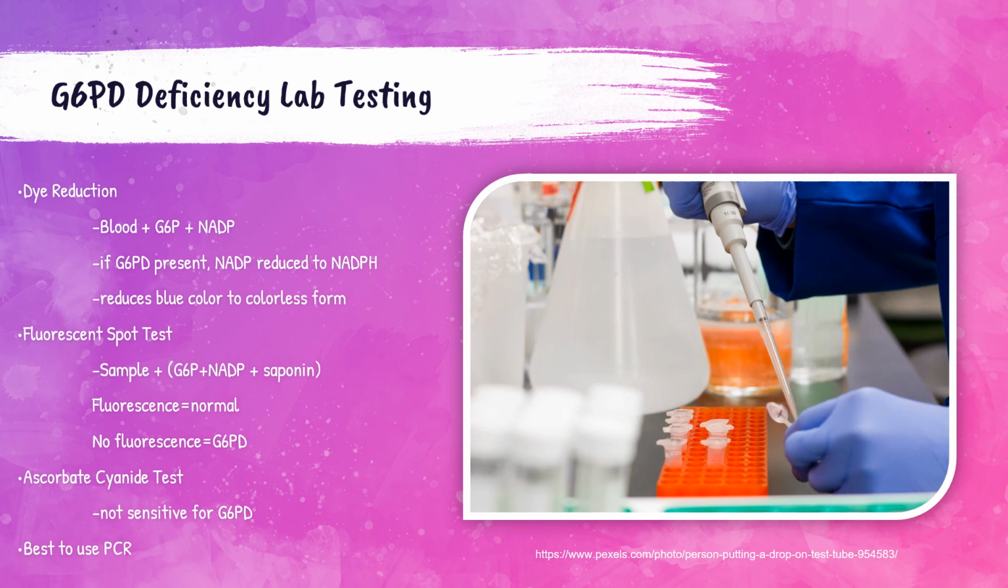There's also a fluorescent spot test. The patient's blood sample is mixed with G6P, NADP, and saponin. And if there's a fluorescence in the sample, this is normal. If there's no fluorescence present, that patient has a deficiency of G6PD. There's also an ascorbate cyanide test, although it's not incredibly sensitive for G6PD. So the best method for testing for this deficiency is through polymerase chain reaction or PCR testing.